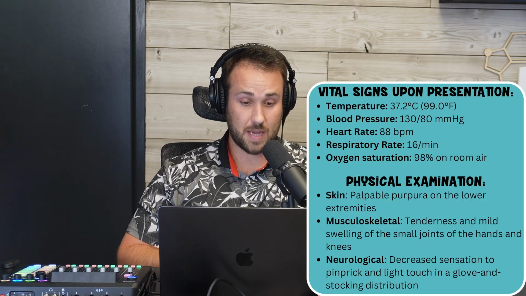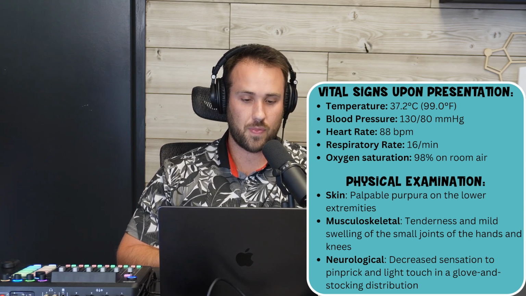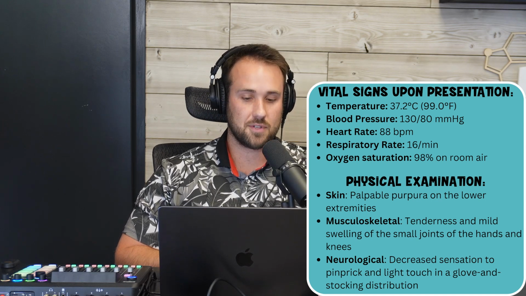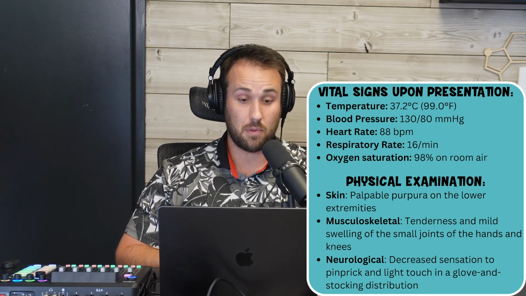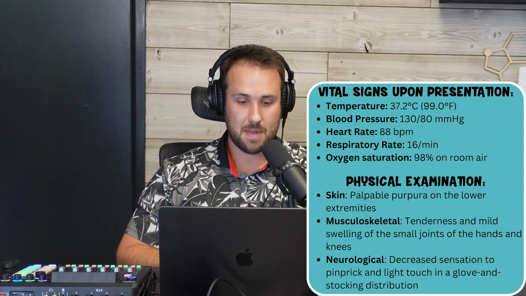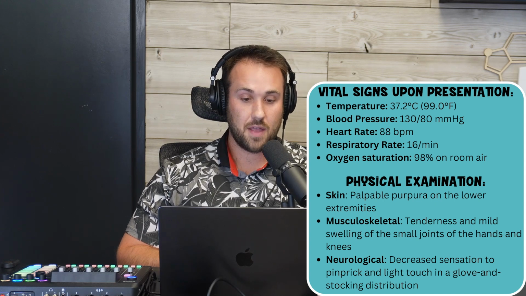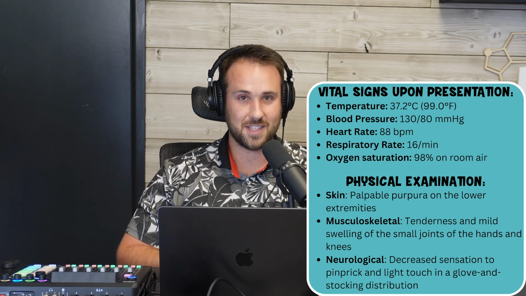Some vitals. We have a temperature of 37.2 Celsius, a little bit elevated. Blood pressure, 130/80. Heart rate, 88. Respiration, 16. And SpO2, 98% on room air. For her physical exam, skin, we do note palpable purpura on the lower extremities. MSK, there is tenderness and mild swelling of the small joints of the hands and knees. And for her neuro exam, there is decreased sensation to pinprick and light touch in the glove and stocking distribution.